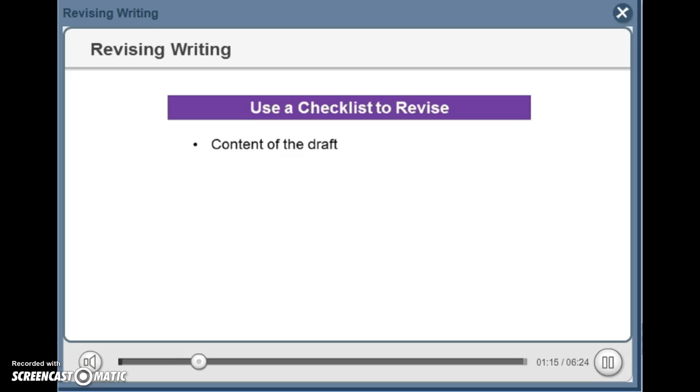First, the checklist should focus on the content of the draft. Which ideas are included? Which may be missing? And are there any ideas that may be incorrect?